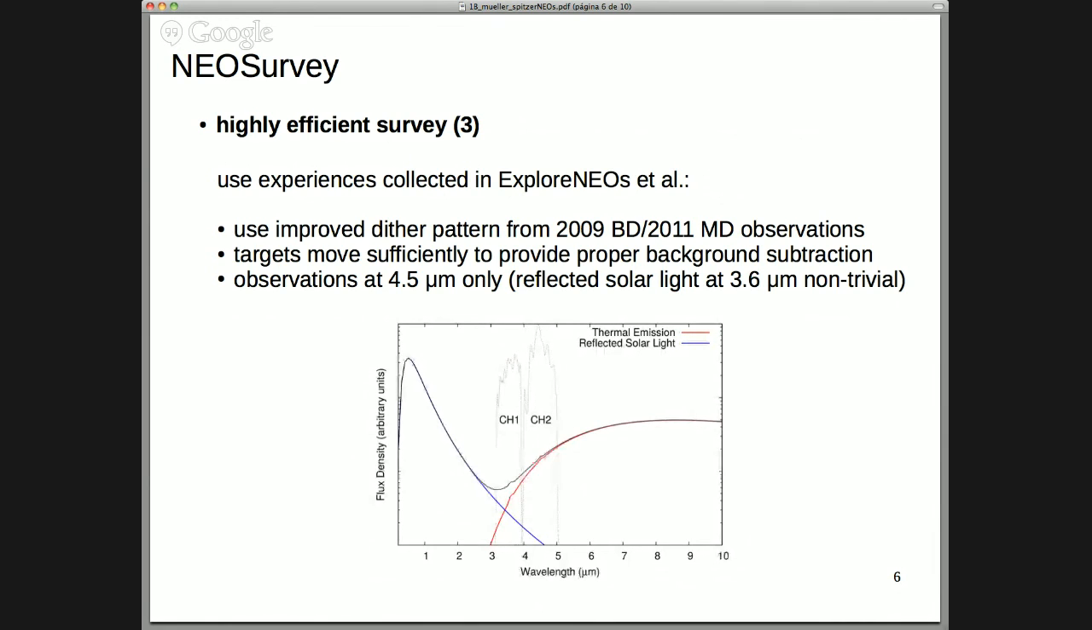Yeah, again, it's mostly technicalities. As in ExploreNEOs, the observations really worked, except we got rid of 3.6 microns because we don't really need it so much. And we made sure that we always stay on target long enough to get appreciable movement. That way we can subtract all these vermin off the sky, stars, galaxies, that type of stuff.